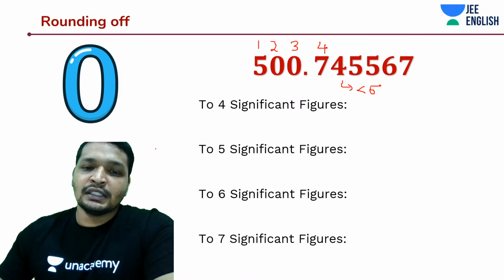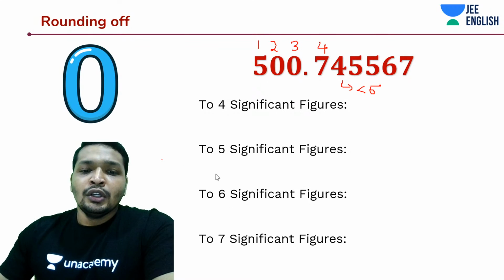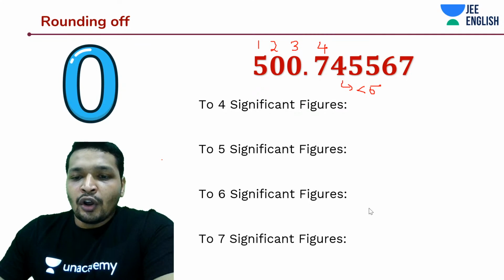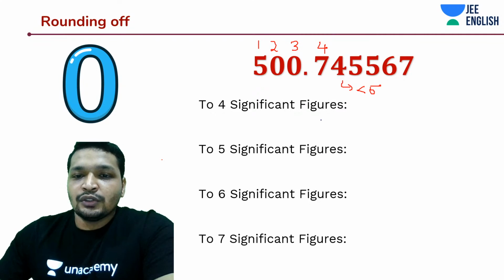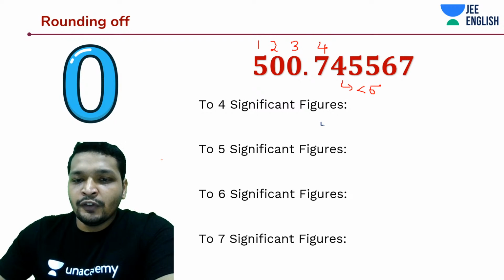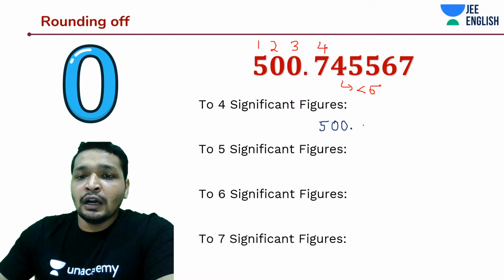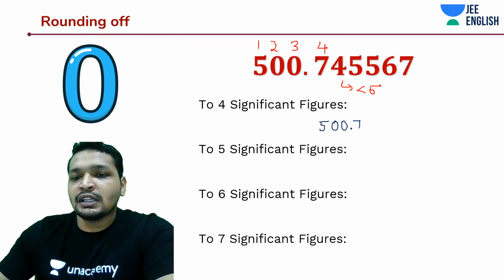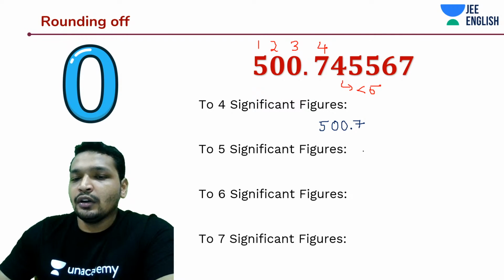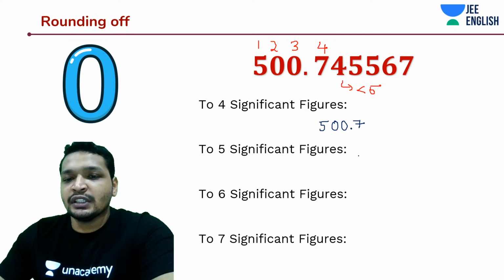That means, what would you do? You would not increment it. So if I'm going to round it off to just 4 significant figures, it would just remain as 500.7, or 500 after decimal, you would just have 7.